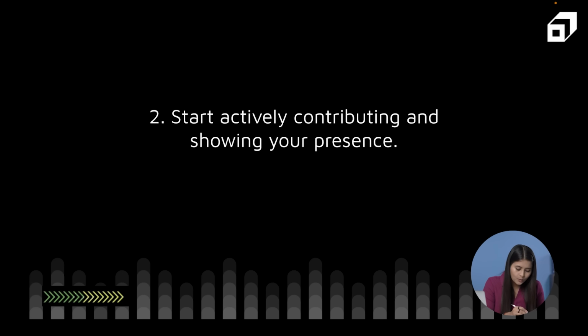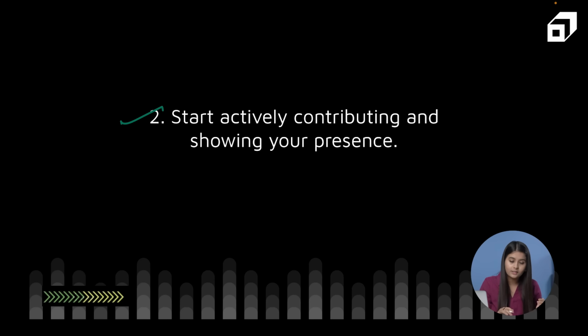And step number 2 is start actively contributing and showing your presence in that particular organization. So once you have decided that, okay, this is the organization and this is the project to which I want to contribute, just go ahead, start finding the right issue for yourself for which you feel that, okay, I can contribute, I can make a good pull request for this particular issue. Pick the issue, start working on it, right?